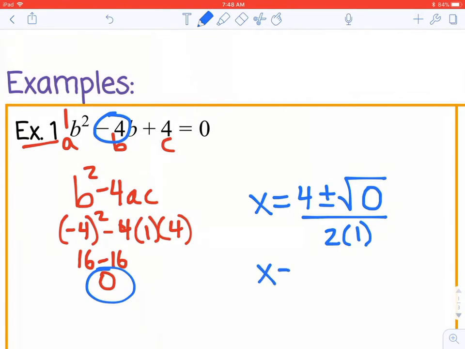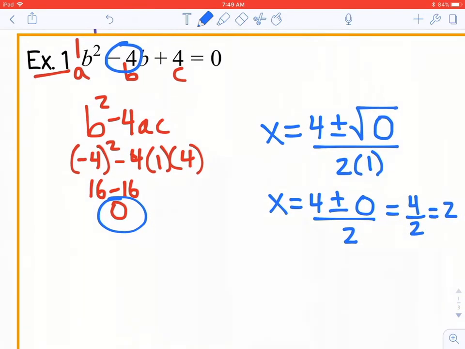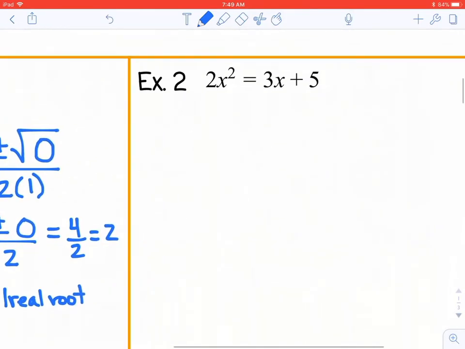So x equals 4 plus or minus, and then the square root of 0 would just be 0, and then all over 2. And then whether you add or subtract 0, it's not going to change the 4. And so then you end up with 4 divided by 2, which is 2. So notice x just has one real root of 2, which goes with our discriminant value, which was equal to 0.